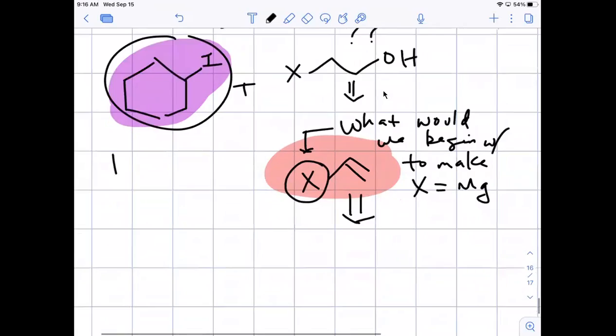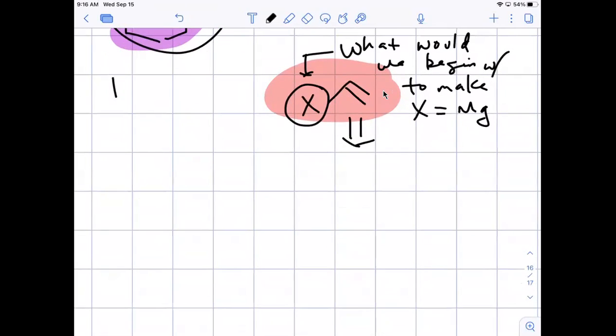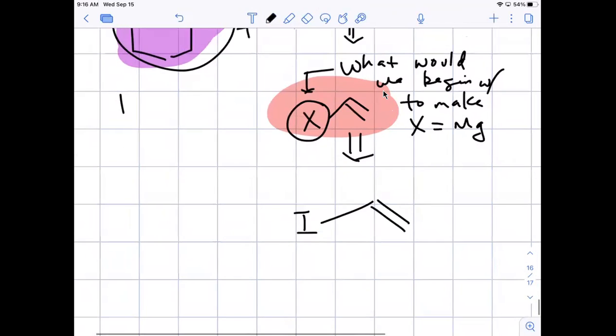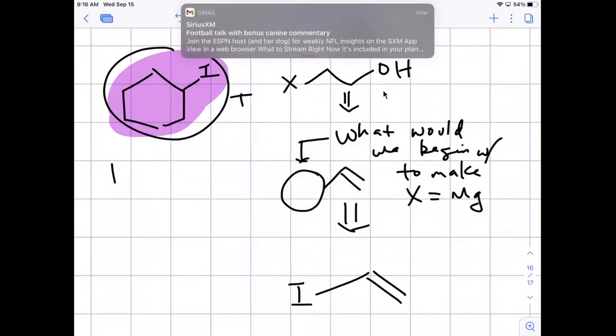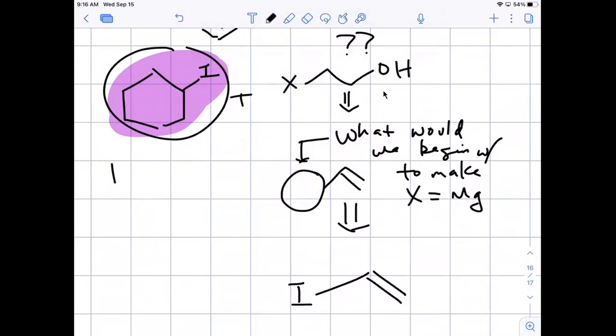Wouldn't you have to add magnesium to it? Yes. I could start with a vinyl iodide and then add magnesium to it at low temperature and make this into a Grignard. Is that right? Yes. Right. So I'm going to go ahead and put the iodide in.